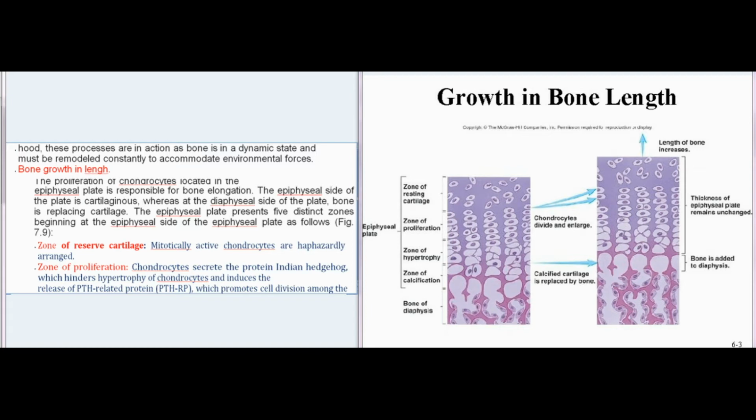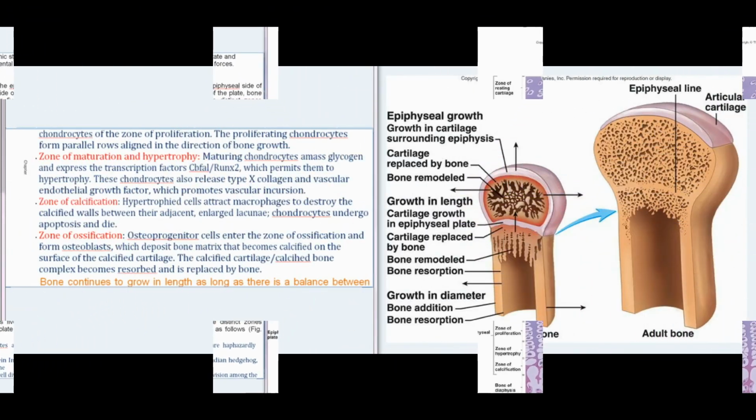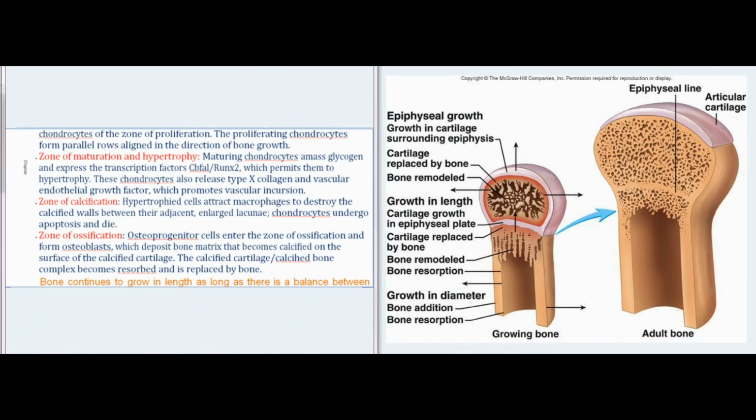Zone of reserve cartilage, mitotically active chondrocytes are haphazardly arranged. Zone of proliferation, chondrocytes secrete the protein Indian hedgehog, which hinders hypertrophy of chondrocytes and induces the release of PTH-related protein, PTHrP, which promotes cell division among the chondrocytes of the zone of proliferation. The proliferating chondrocytes form parallel rows aligned in the direction of bone growth.